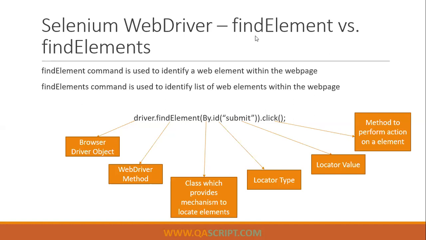Now, find elements is also used to identify web elements, but in this case, it will return you a list of all the web elements which are present in the page and which match your locator, right? So that's the main difference between find element and find elements. Find element only provides you a single web element, whereas find elements provides you a list of web elements, right? So depending on your scenario, you should be using either of these.